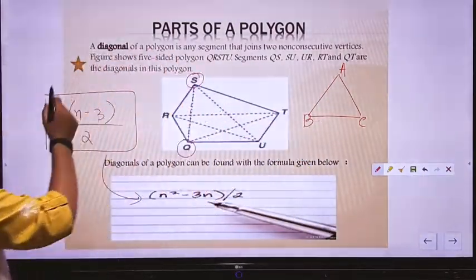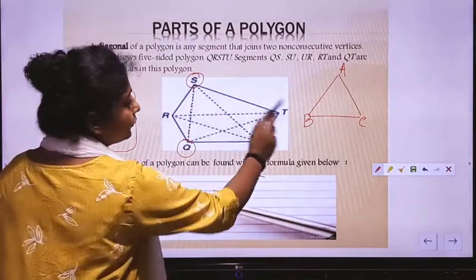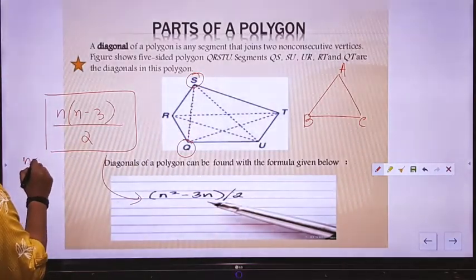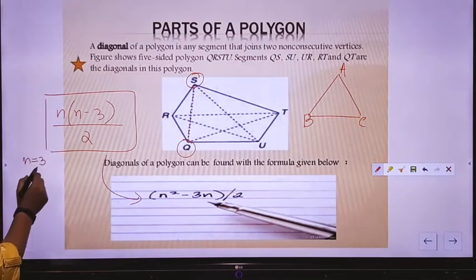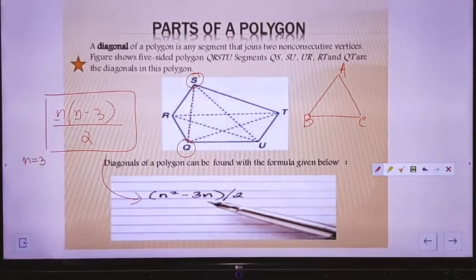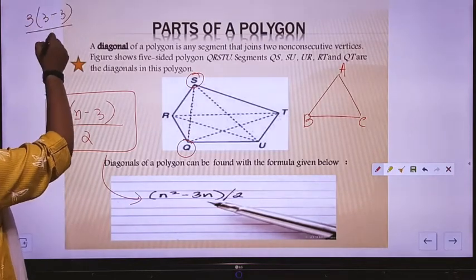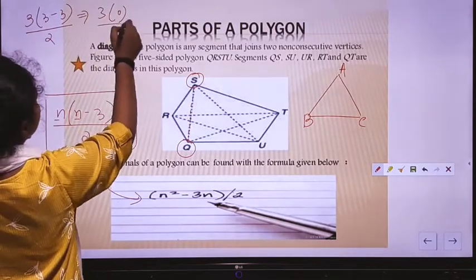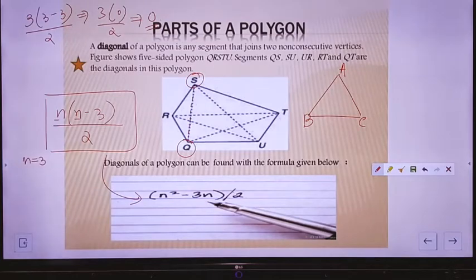Let's prove this with the help of this formula. n means the number of sides of the polygon. A triangle has 3 sides. So for a triangle, n equals 3. If we substitute this value, if we keep the value of n as 3 here, we get 3 into (3 minus 3) upon 2. 3 minus 3 is 0. So 3 into 0 upon 2, this gives us 0. Hence, there are 0 diagonals inside a triangle.